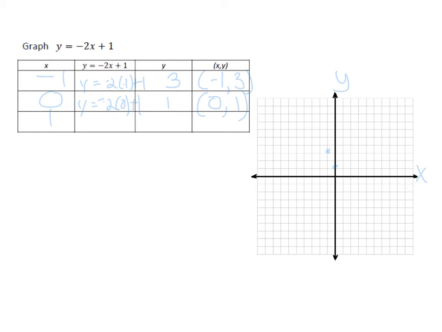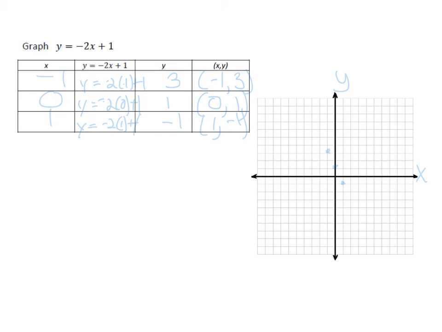Then we're going to finish with our last point, which is 1. We go back up to the table. y equals -2 times 1 plus 1. What is -2 times 1? That's -2. -2 plus 1 is -1. So our x value that we used was 1, and the y value was -1. We go over to our graph. x is 1, so we go to the right one, and y is -1, so we go down 1. There's our new point.